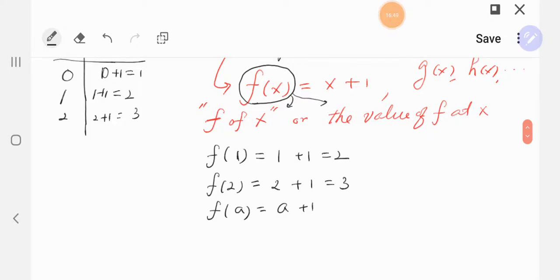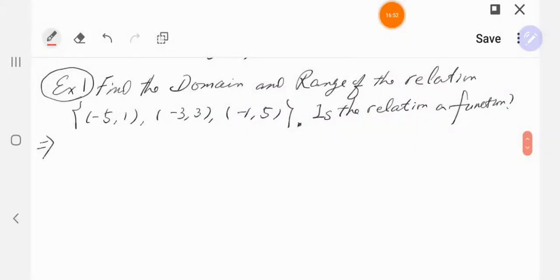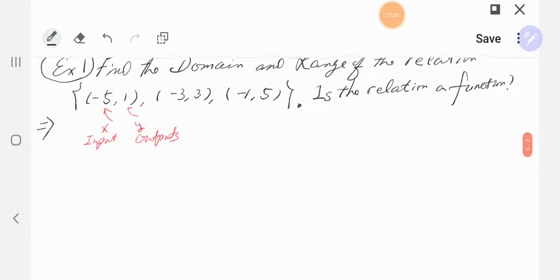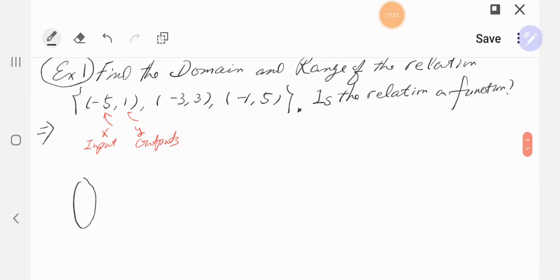Alright, so based on this, let's try some examples. Let's find the domain and the range of the relation. A relation is a set of ordered pairs. The ordered pair has an x value and a y value. X is the input, y is the output. So the first coordinate is the x values, and the y values are the outputs. So why don't we draw a little diagram representing these ordered pairs? So here are the input values, x, and the output values, y.